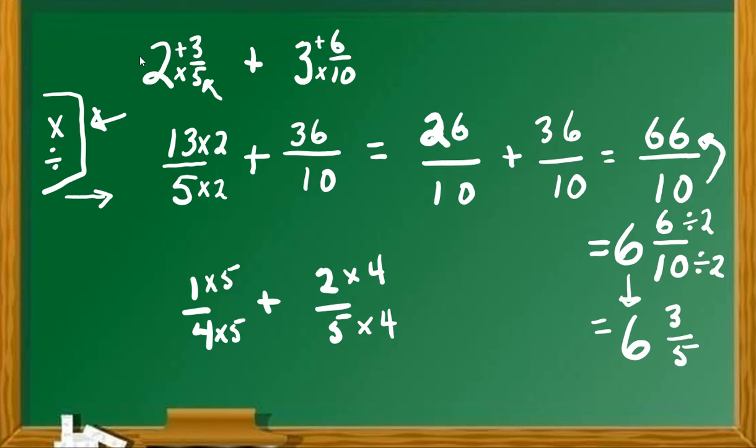Let's rewrite our fractions below. 1 times 5 is 5. 4 times 5 is 20. Plus our second fraction on the top, 2 times 4 is 8. And 5 times 4 is again 20. Add the tops. 5 plus 8 is 13. The bottoms remain the same, 20. Our answer is 13/20.